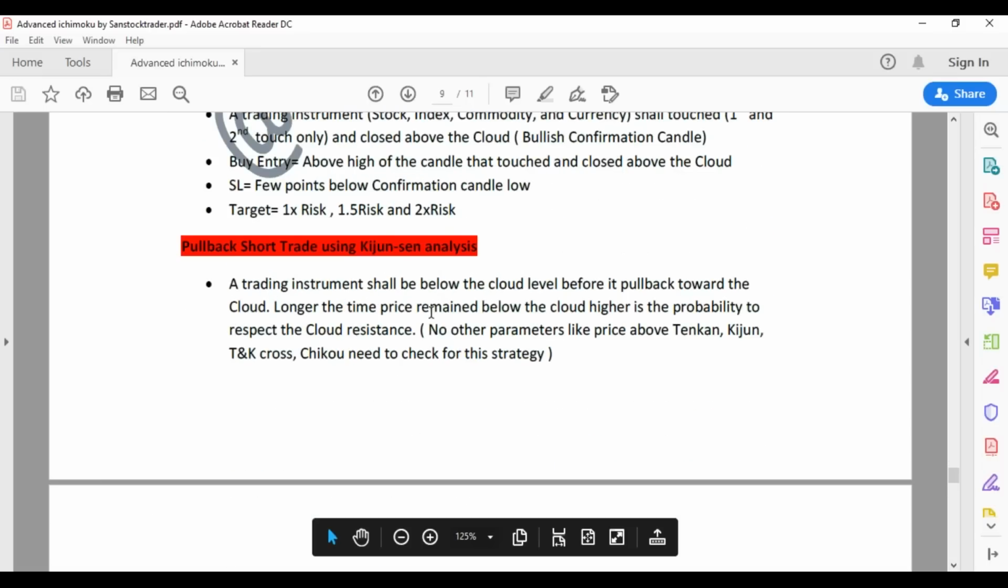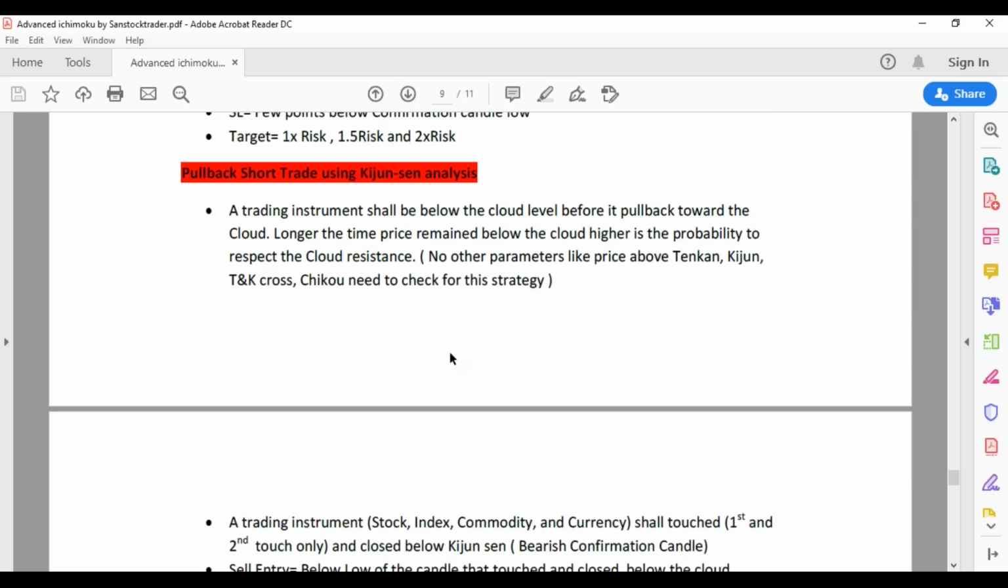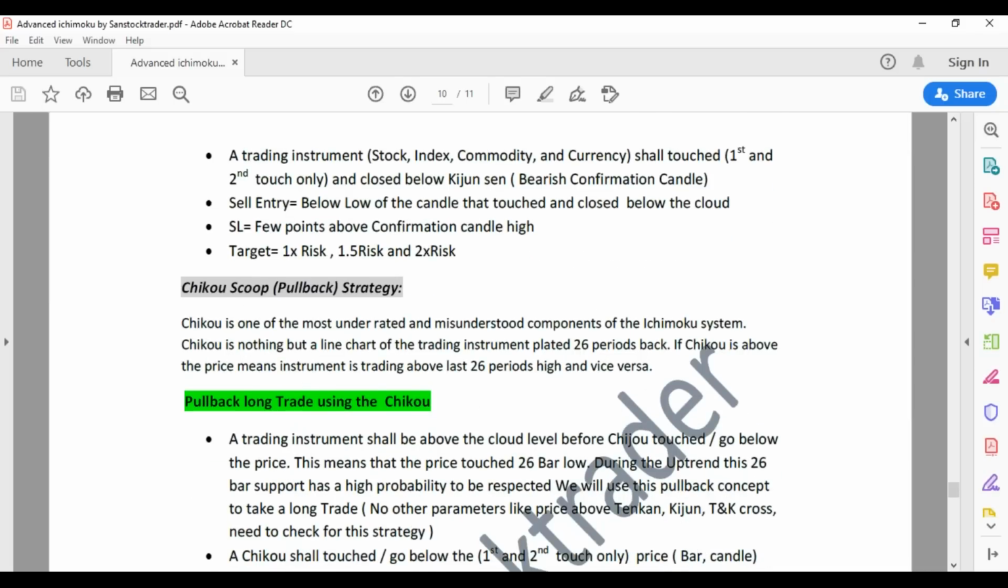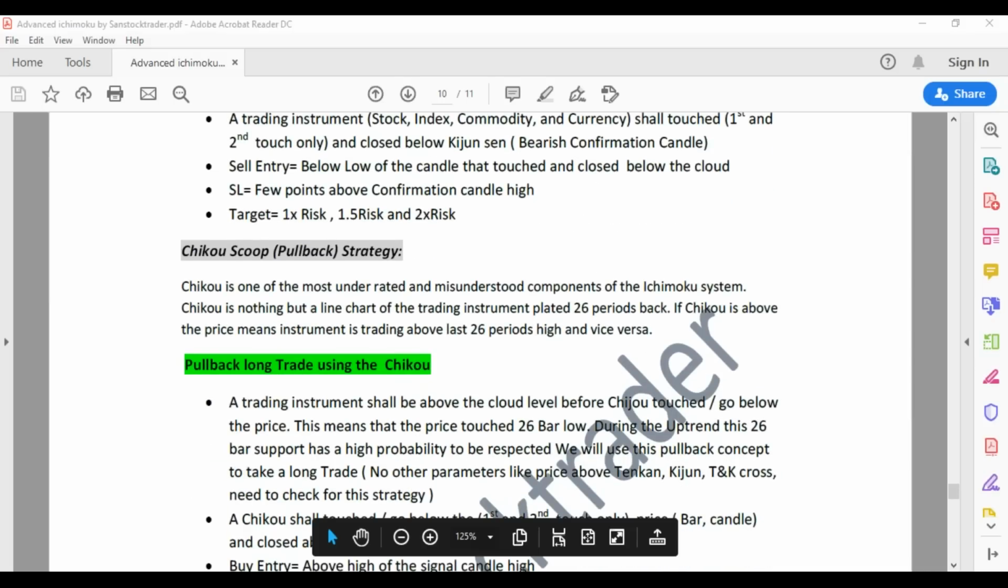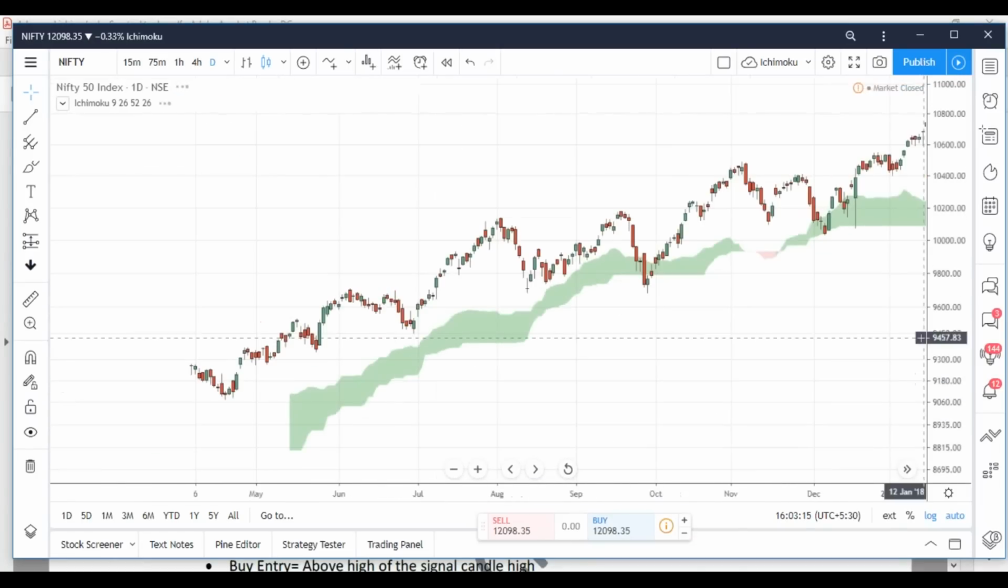The same way, for short entry, a trading instrument shall be below the cloud level before it pulls back toward the cloud. The longer the time price remains below the cloud, the higher is the probability that it respects the cloud resistance. As I said, in this strategy, we do not require any other component of the Ichimoku system. Let me show this here. Short entry, let me look at this.